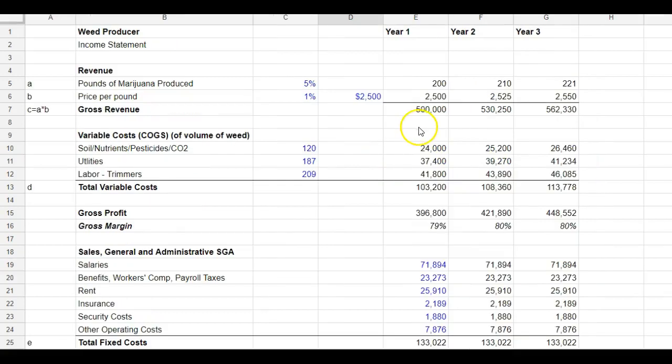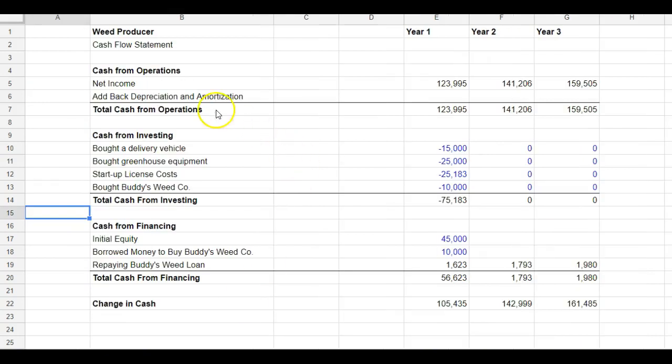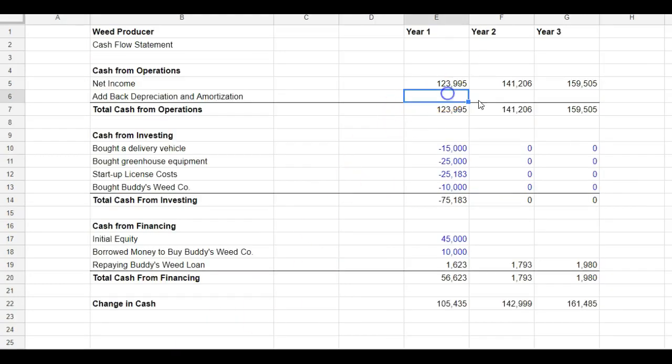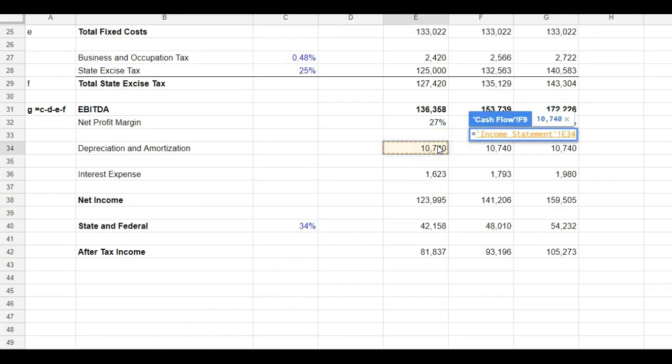All right, we're going to build a balance sheet next. I need to make one more addition. On the cash flow statement, we've got add back depreciation and amortization. Here on the income statement, I took off depreciation and amortization, so I need to add it back. So basically I do equals, and I add it back right there.